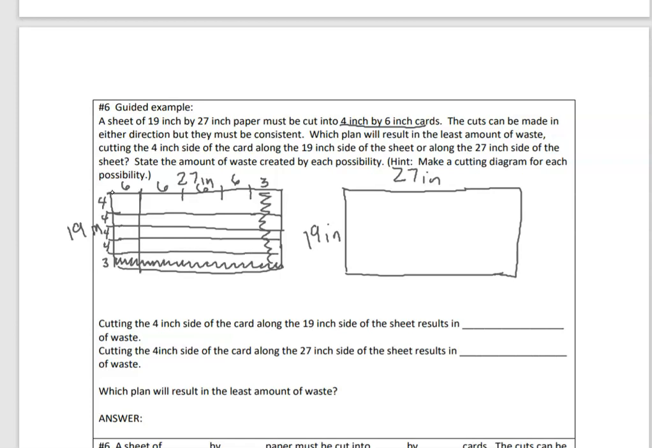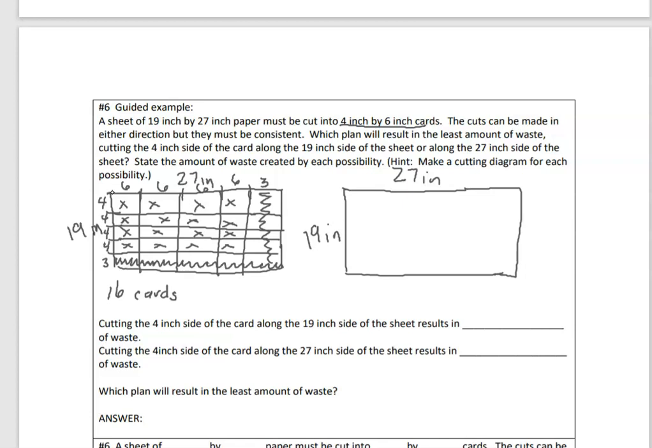So if we come right here, each one of these little sections is a card. 1, 2, 3, 4, 5, 6, 7, 8, 9, 10, 11, 12, 13, 14, 15, 16. So we would get 16 cards out of this. But we've got some leftover space right here. So this space is the area that's waste, basically.